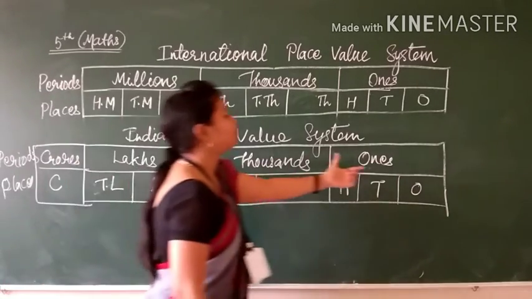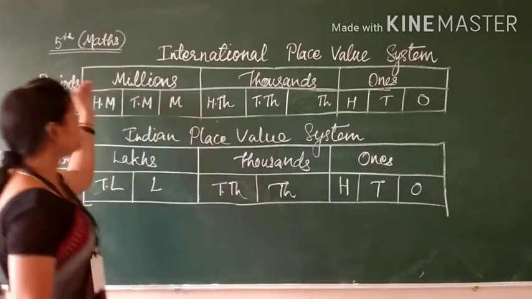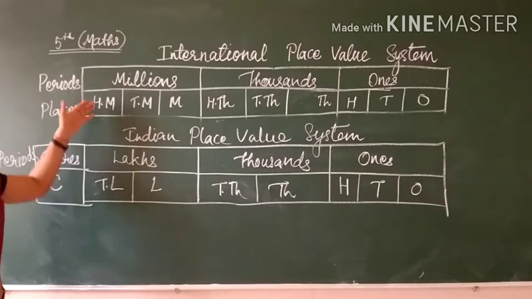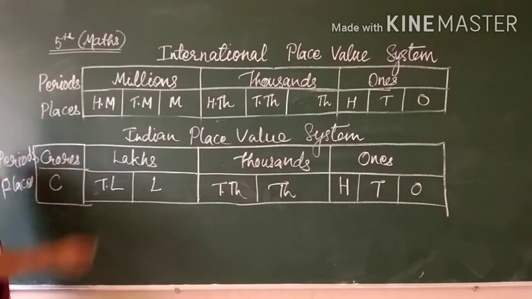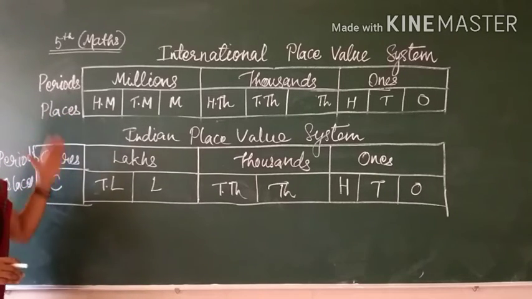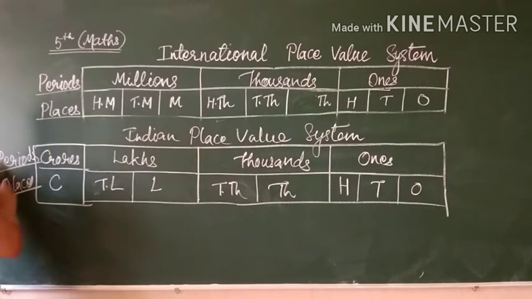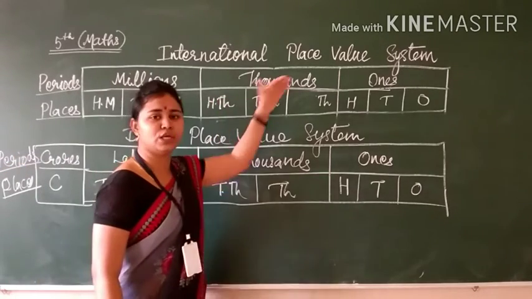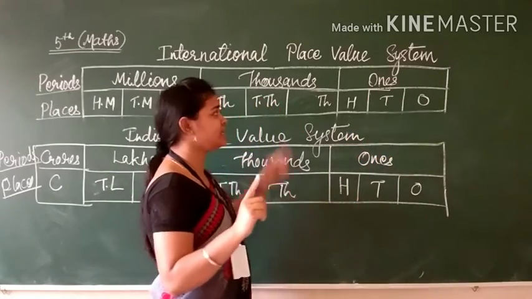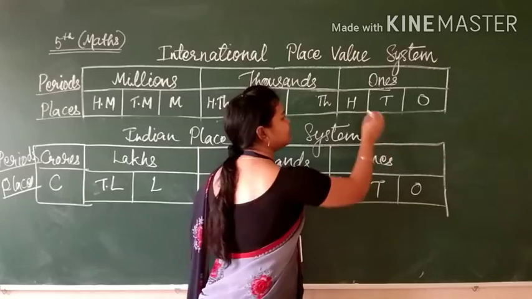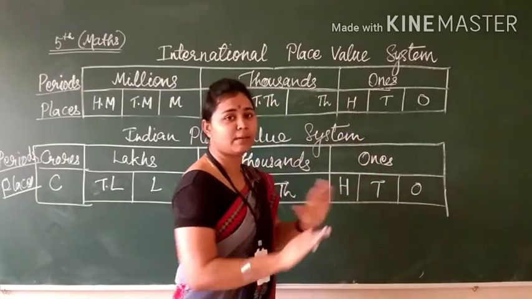So see here ones. Now the comparison between the International Place Value system and the Indian Place Value system. Both the charts are present in front of you. So see, we are easily able to learn this difference by watching both the charts. Here are the periods and here are the places. What is the difference? We will compare this from here itself. The first period is ones only, and both are having ones, tens and hundreds, three places. This is same in both.